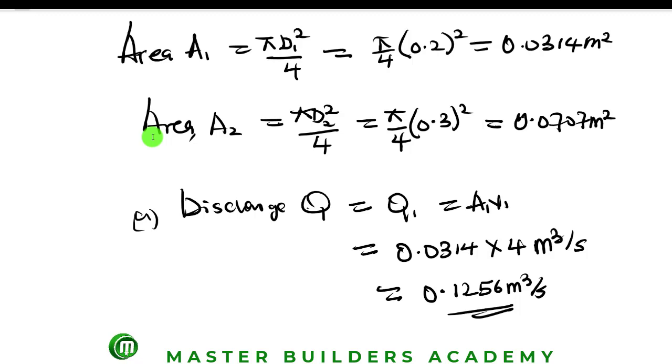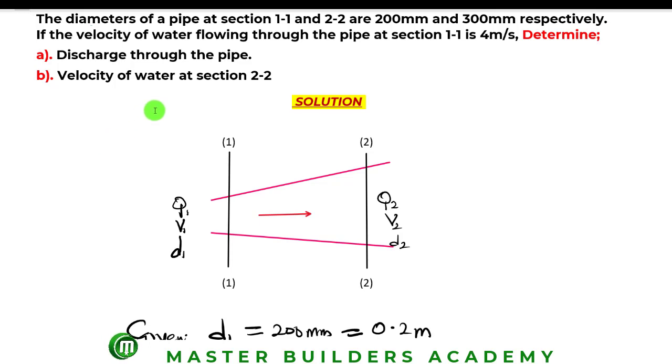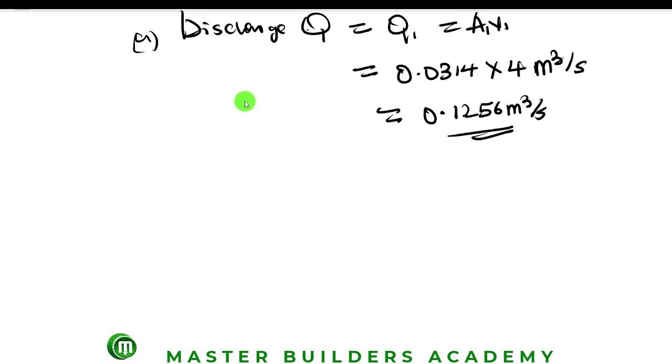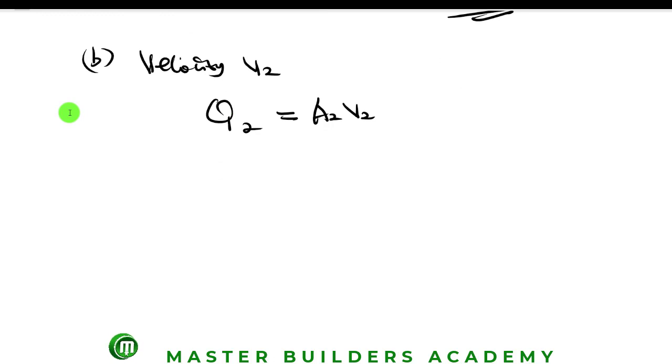Now that we have been able to find the discharge, all we just need to do now is question number 2. We are actually asked to find the velocity of water at section 2. So we just recall, now also to find number 2, which is the B part, we are now asked to find velocity 2. So to be able to find this, we need to recall that Q2 is equal to A2 V2. And now if we make V2 the subject of the formula, we then have V2 is equal to Q2 all over A2.